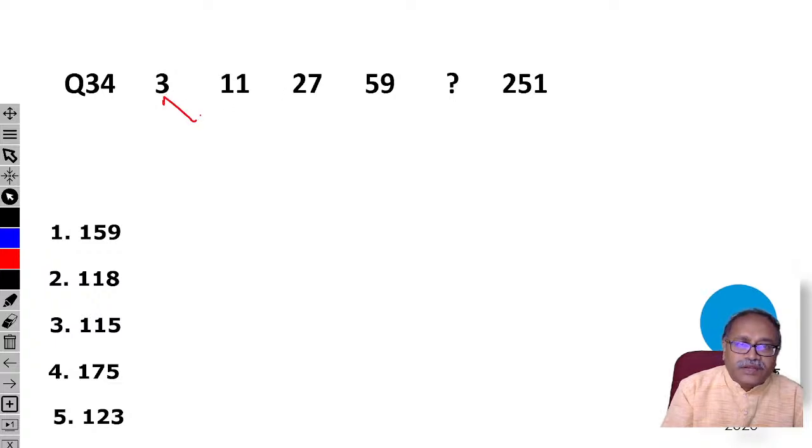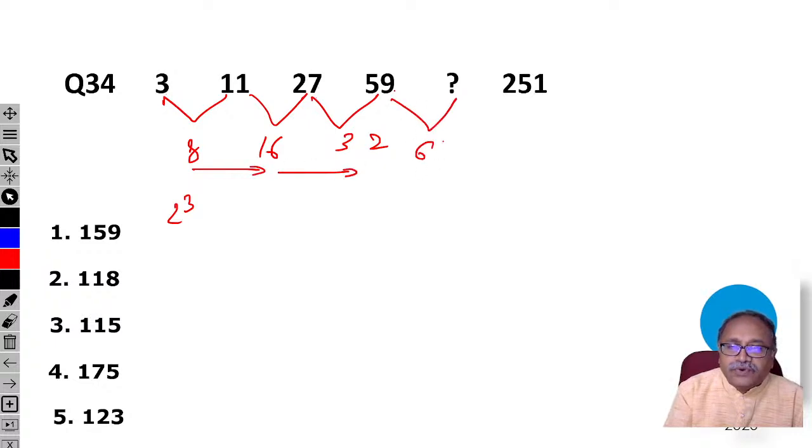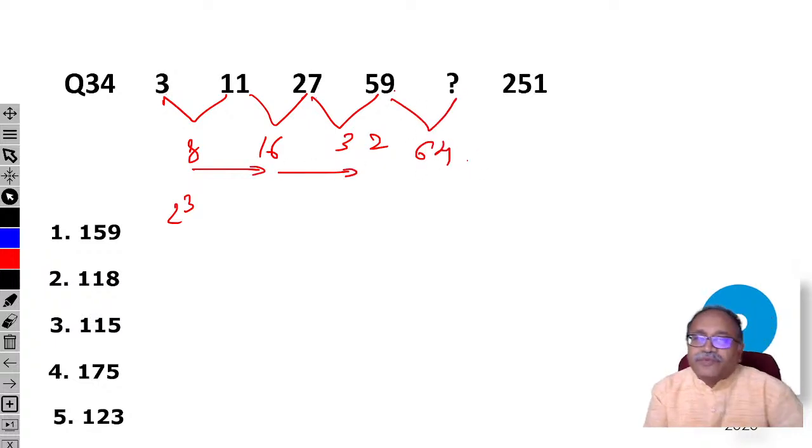If I take the difference over here, then I am getting 8, which is 2 cube. And if I take the difference from here to here, then it is 16. If I take the difference from here to here, then 7 plus 2 is 9 and 3, 32. Okay, 8 double is 16, double is 32, double will be 64. So then Mr. Kishore, please answer the question.